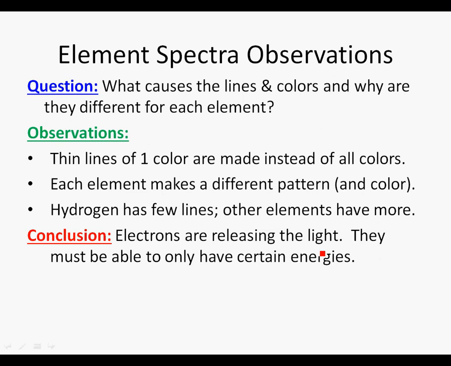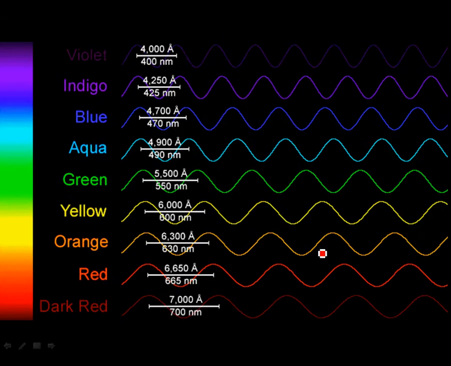This was a question that scientists at the beginning of the 1800s had a really tough time with. They observed that you got thin lines of one color instead of all colors. Each element makes a different pattern in color. Hydrogen has few lines, other elements have more. It's almost like a fingerprint for an element. And the conclusion that they made was that electrons are releasing the light, and they must be able to have only certain energies. It's important that you know something about light first.